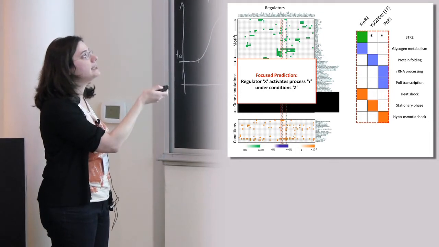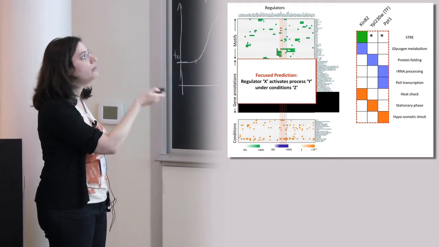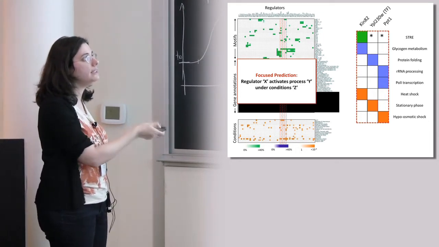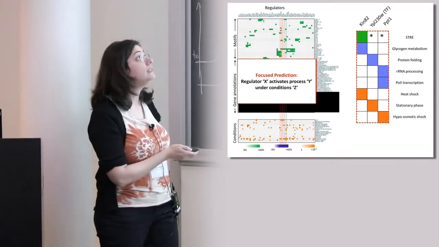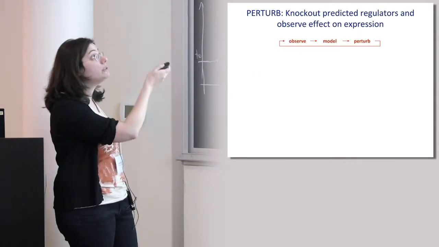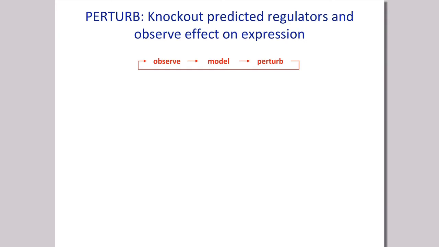Anyway, so this made a very focused prediction that the regulator X, these would be one of the X's, will activate some process, Y, these would be these blue things, under certain conditions, Z. And that's something that you can biologically test. So this brings us back to our scheme, right? We observed expression data, we modeled them, and now we made specific predictions that we can actually test by perturbations.